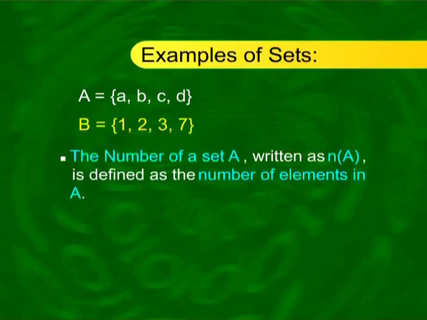The number of elements in a set A is denoted by n(A), and it is called the number of the set A. As you see on the screen, if a set consists of 4 elements, then we will say that the number of this set is 4, and we will write n(A) = 4.